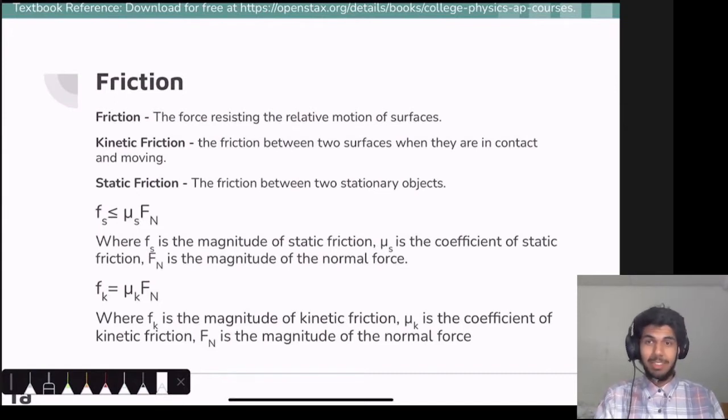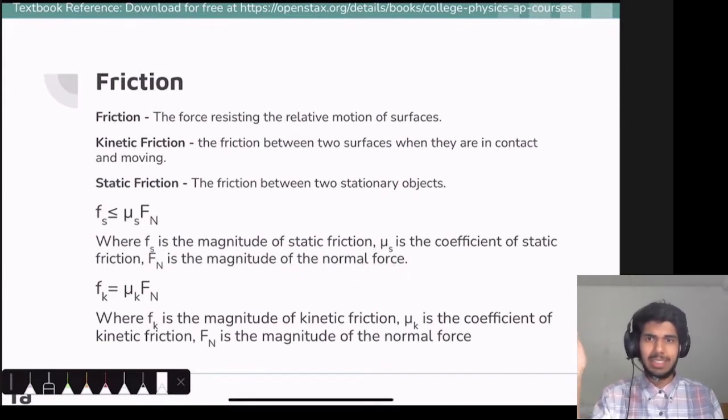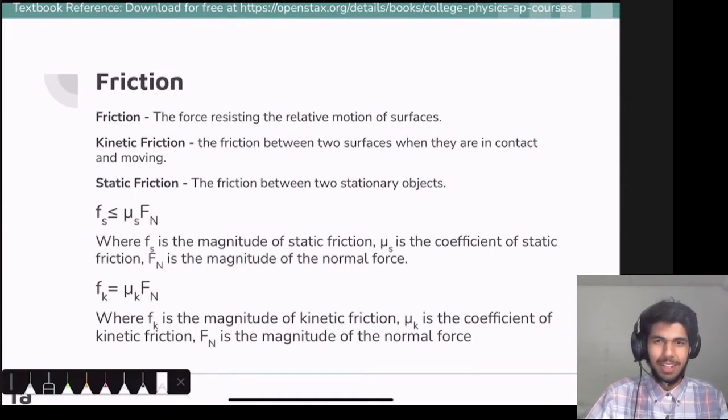The good news is that even though there are two types of friction, the equations are very similar. First is the equation for static friction, which says that the force of static friction is less than or equal to μ_s times F_n. We're familiar with F_n. We saw that last time. That's the magnitude of the normal force. That should make sense, because we're discussing two surfaces, maybe one on top of the other, and we saw that there's a normal force when one object is placed on top of another surface. So it's good that we see that in the equation. But then we have this μ_s term. This is the coefficient of static friction. Okay, what does that mean?